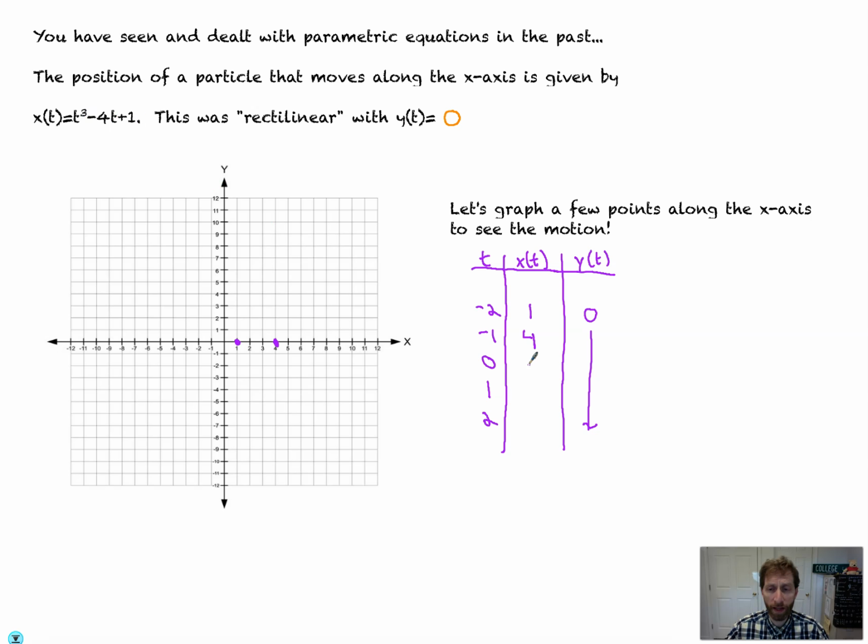Well, that's going to be 1 again. That's kind of interesting. So I'm going to plot that with a slightly different color. We've come back to that. So I'll go over the motion here shortly, because there's motion in these graphs.